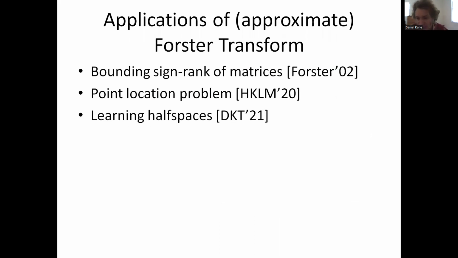And so, this is an approximate Forster transform, and it turns out that they have a number of applications. Forster originally used them as a theoretical tool for bounding the sign rank of matrices. But later on, it was shown in 2020 that you can actually use Forster transforms to come up with relatively efficient solutions to the point location problem, and later to learning half spaces in a way where the sample complexity does not depend on the bit complexities of the input points.